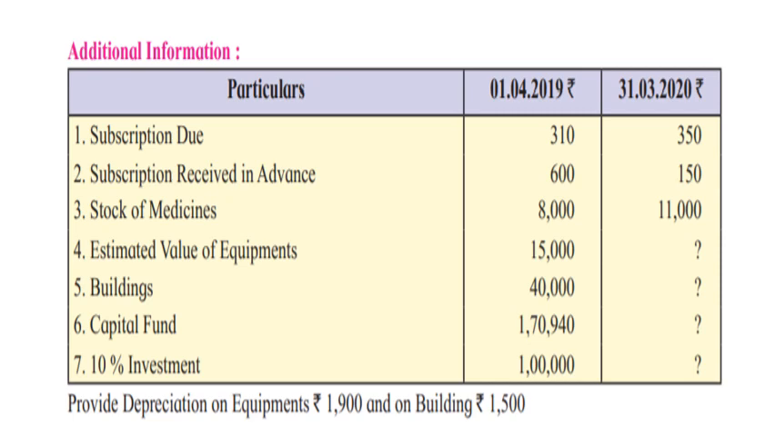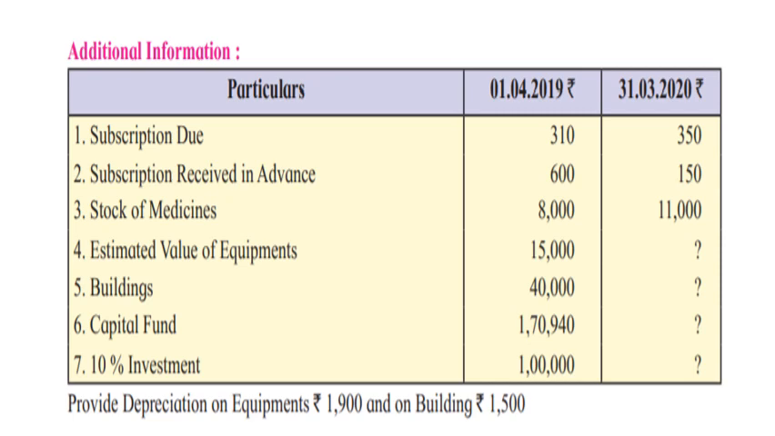So while posting such type of sum, first we're going to transfer the additional information's opening stock. But here the subscription due is given to you, then the subscription received in advance is also given to you, then the stock of medicines is given to you. We're going to give the effect when the posting is done for the subscription and the purchase of the medicines. Before that, we have to give the effects of estimated values of equipments, means first the opening balances should be transferred, and after that the receipts and payment, then the adjustment.